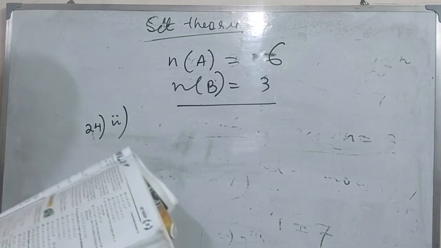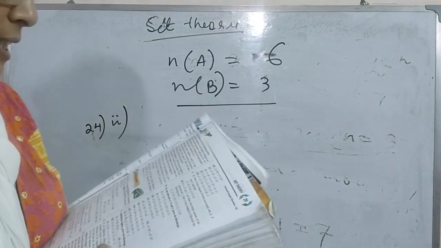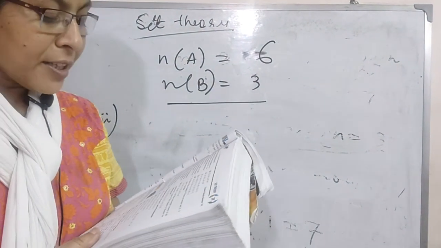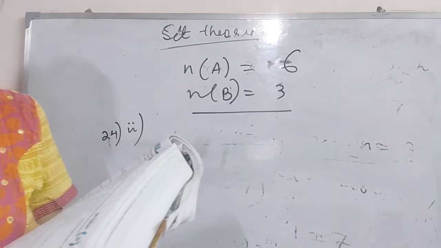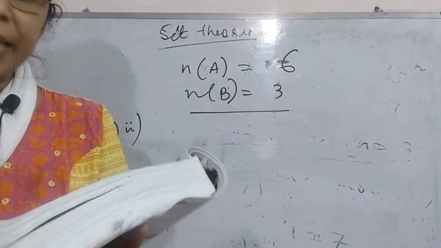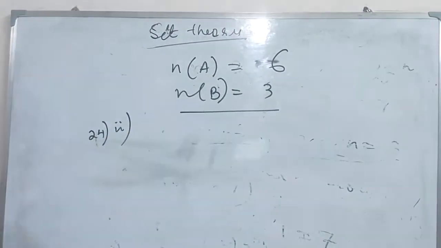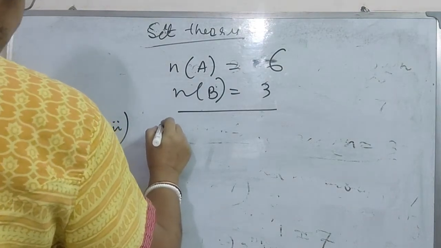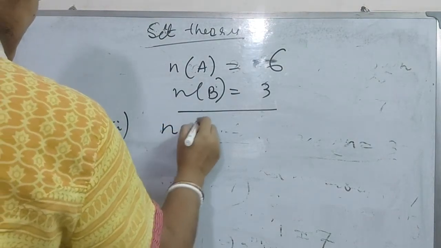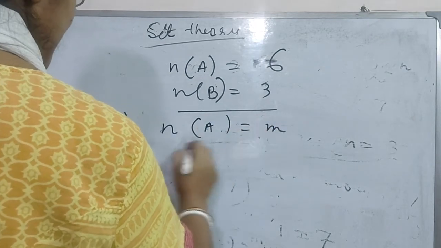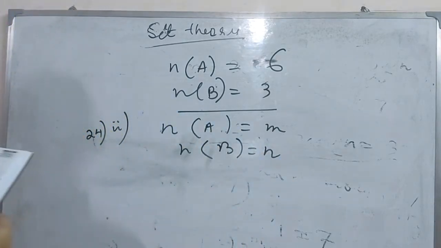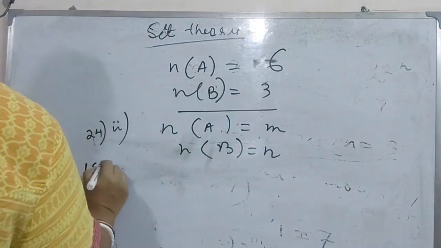Now I am doing sum number 24 (2). Here it is given that two finite sets A and B have m and n elements respectively. Find the maximum and minimum number of elements in A union B. Here the number of elements of A equal to m and the number of elements in B equal to n.